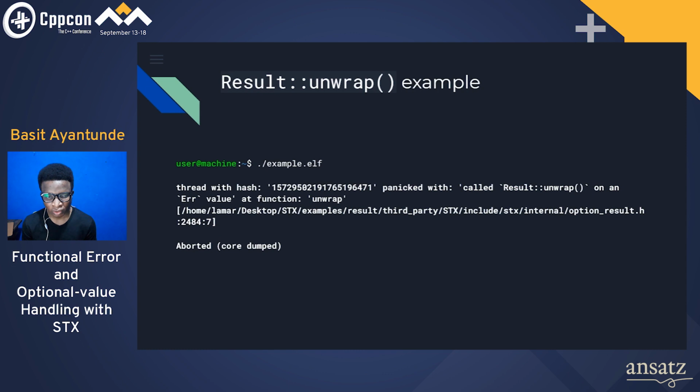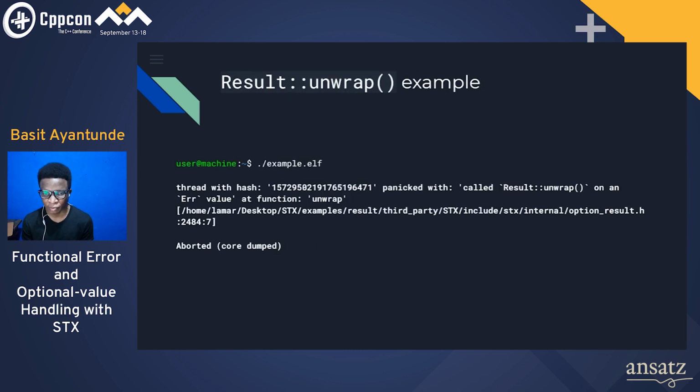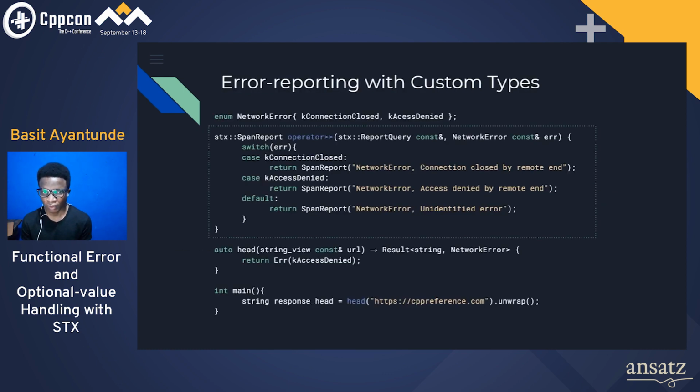Now, as you can remember in the previous slide, we returned a key access denied error, but on the terminal we didn't really give much information about that. We can give more information or context about that with the report, with STX error reporting. So for your custom types, you can define a report method.